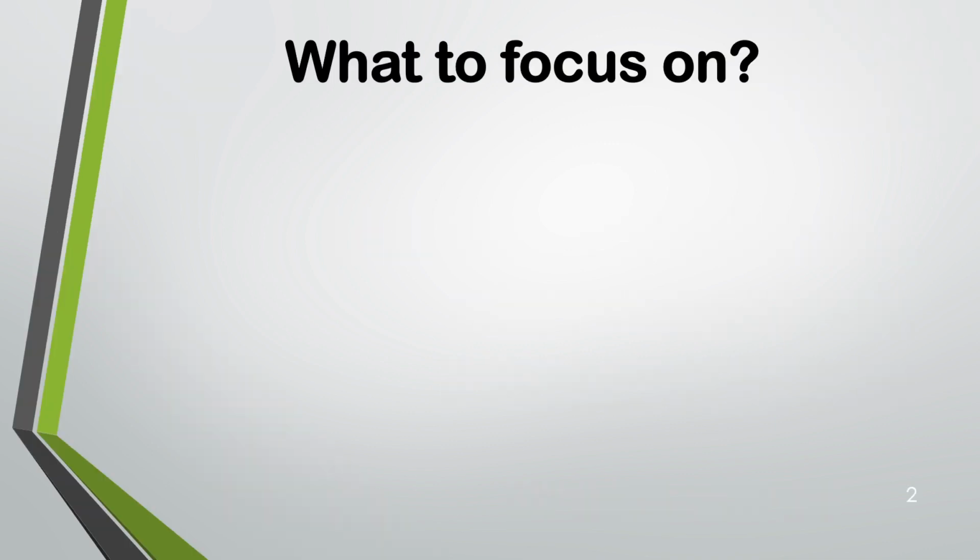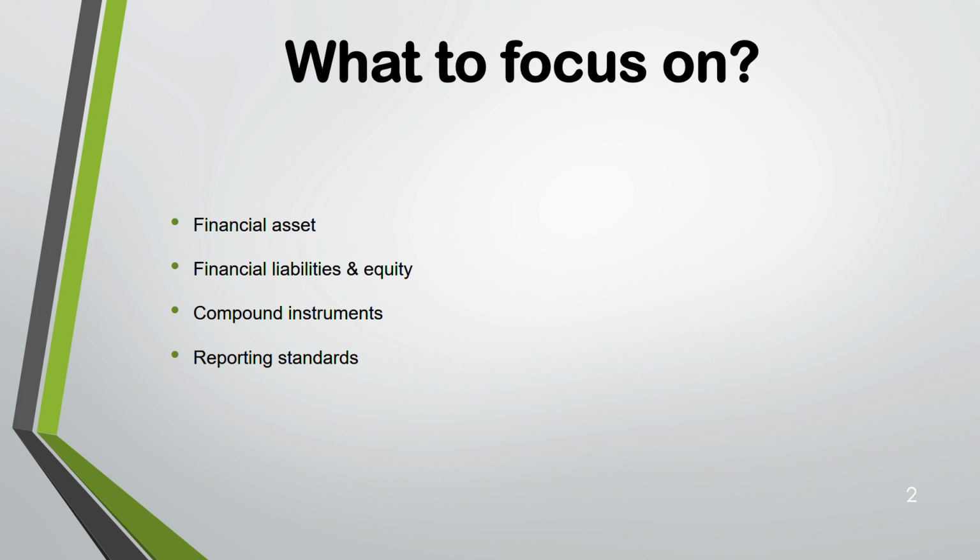Okay, so we are starting with financial asset. Here we are going to go through some items. You need to understand what is financial asset, what is financial liability, and equity. Then we are moving on to compound instruments. A compound instrument has characteristics of both equity and liability, and other reporting standards.